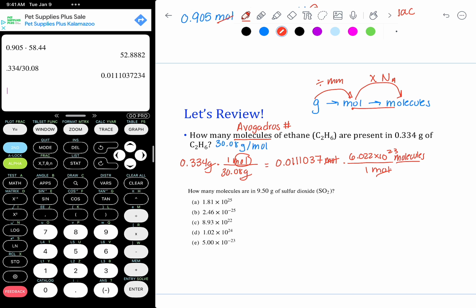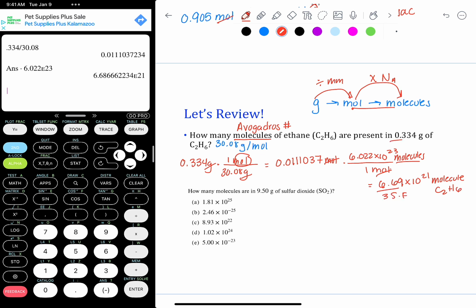So we take that number of moles, we multiply it by 6.022 times 10 to the 23. And we get 6.69 times 10 to the 21 molecules of C2H6. I have 3 significant figures because there's 3 significant figures in my original problem. Okay, so that's how we find the molecules from the mass.